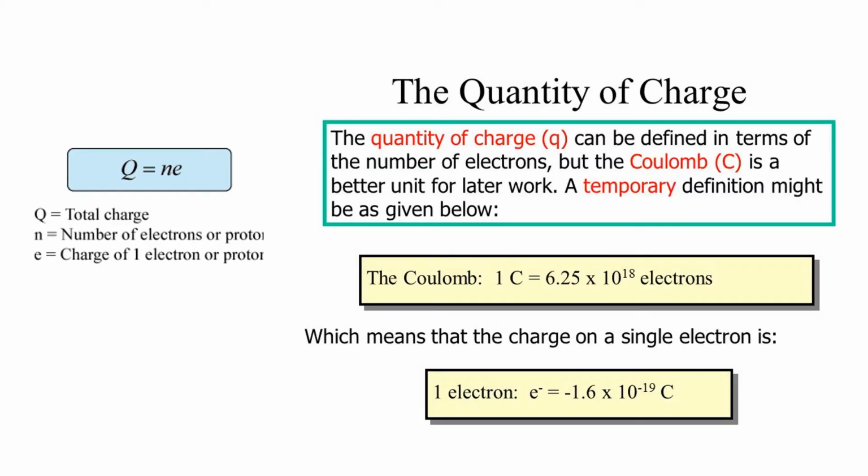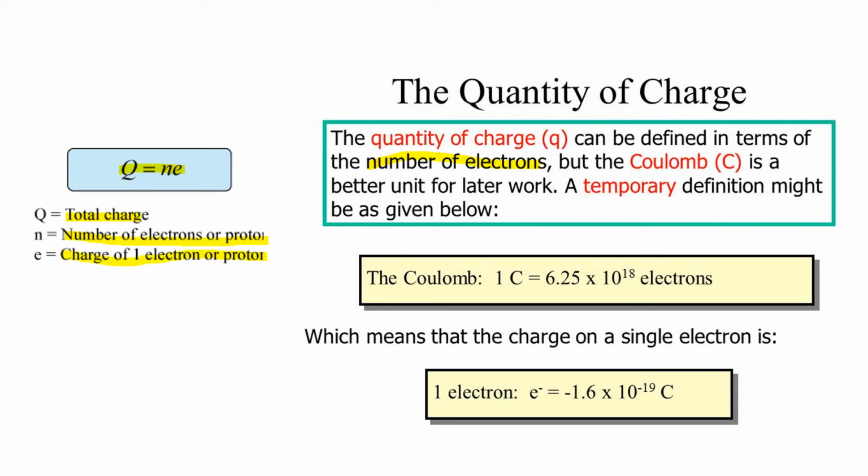Now we will talk about the quantity of charge. Basically, the quantity of charge is the number of electrons contained by it. As you can see on the left side, Q is equal to Ne, where Q is the total charge and N is the number of electrons or protons. Basically we talk about electrons here, but because the number of electrons is equal to the number of protons, we can write electrons or protons. And e is the charge of one electron, or one proton.